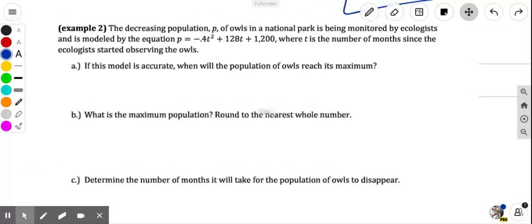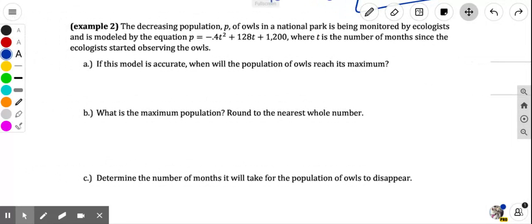The next one does not have to do with the height, so they don't all have to do with the height. This one says the decreasing population, P, of owls in a national park is being monitored by ecologists and is modeled by the equation. So we have that equation. I'm just automatically going to identify A, B, and C because I know we're going to need to. A equals negative 0.4, B equals 128, C equals 1200.